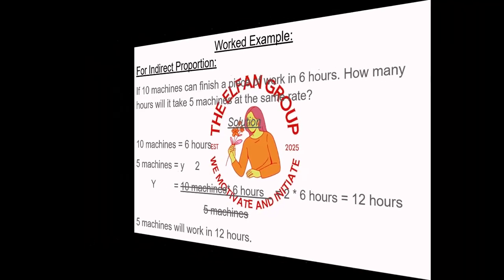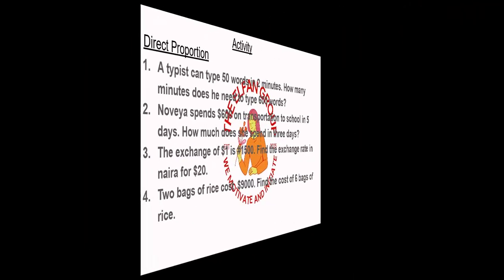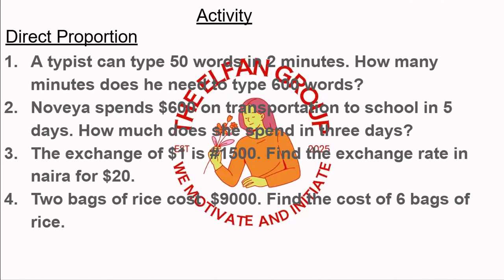Here are some activities I have set for you. For direct proportion, a typist can type 50 words in 2 minutes. How many minutes does he need to type 600 words? Novea spends $600 on transportation to school in 5 days. How much does she spend in 3 days?